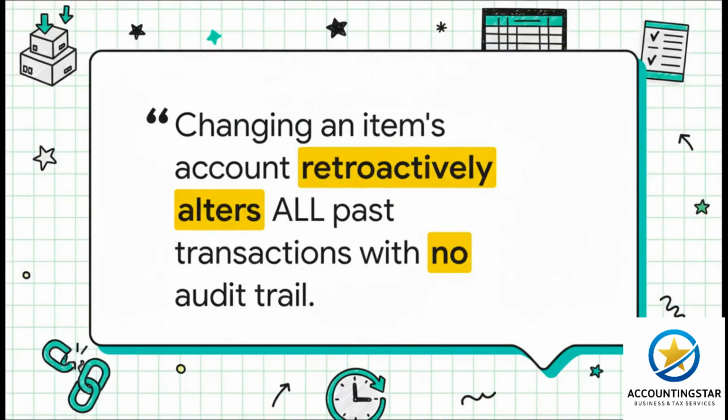And this is probably the most dangerous pitfall of them all. If you go in and edit an inventory item and change the income account or the cost of goods sold account it's linked to, QuickBooks goes back in time and changes every single historical transaction for that item. It does this automatically, it doesn't ask you, and this is the most frightening part, it does it without leaving a single trace in the audit log. You have to be extremely careful when you're editing these accounts.